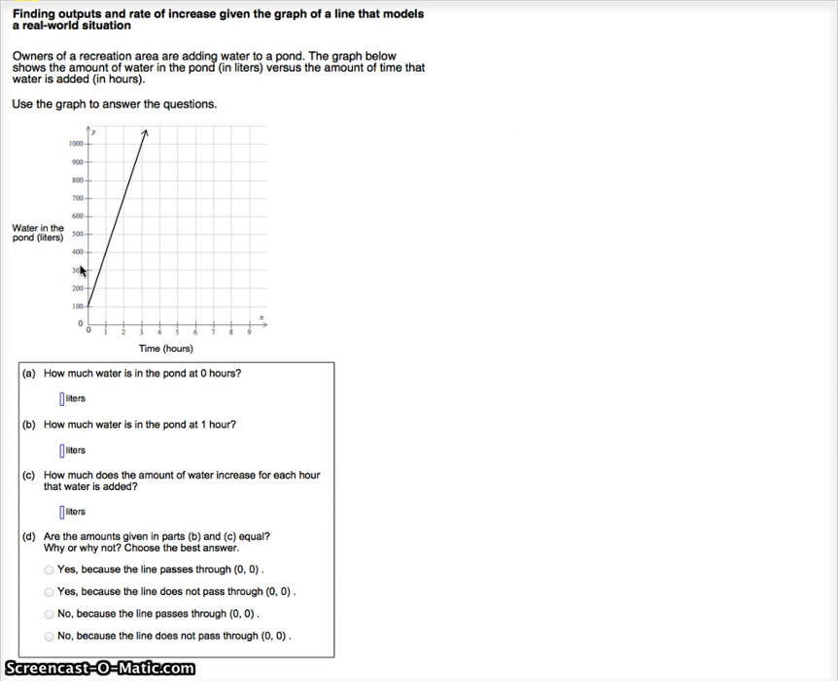The problem says owners of a recreational area are adding water to a pond. The graph below shows the amount of water in the pond in liters versus the amount of time that the water is added in hours. So we're going to be time versus water. If you look at our graph, each graph has an x and a y axis. In this case, our x axis is represented as time.